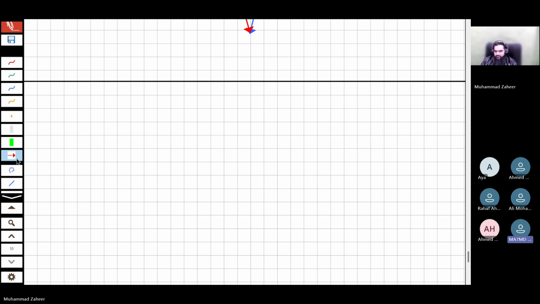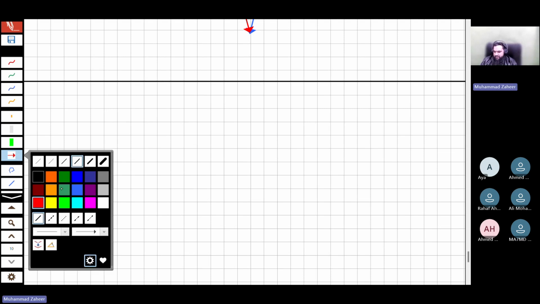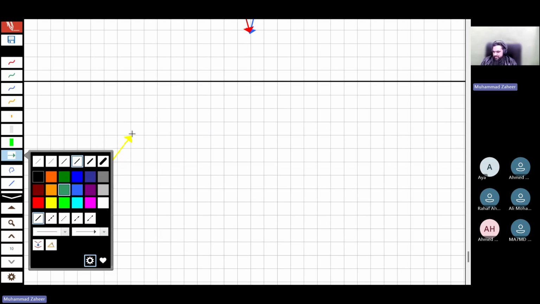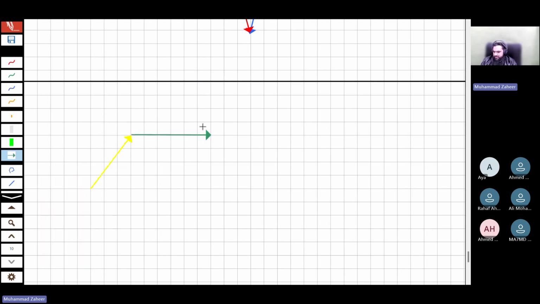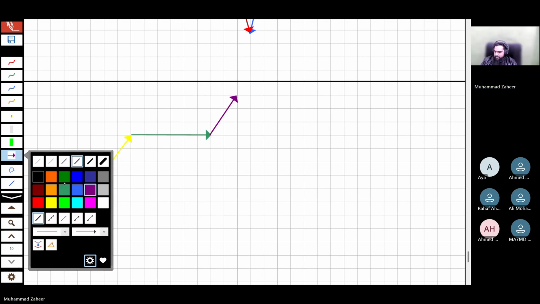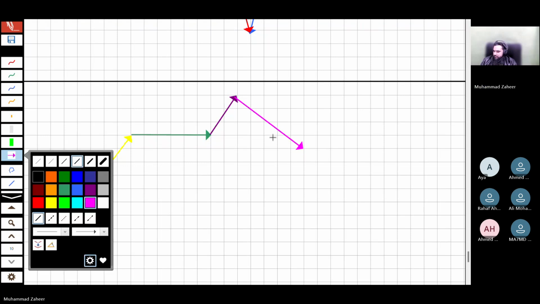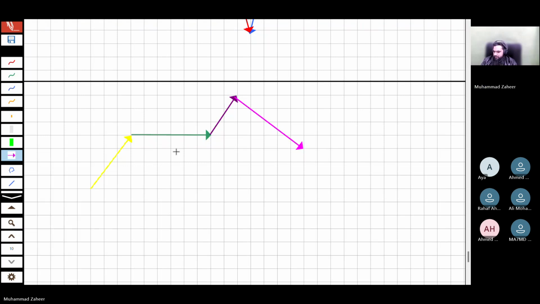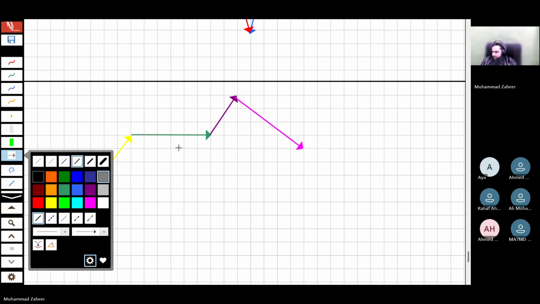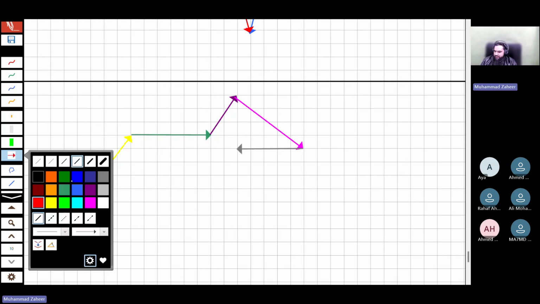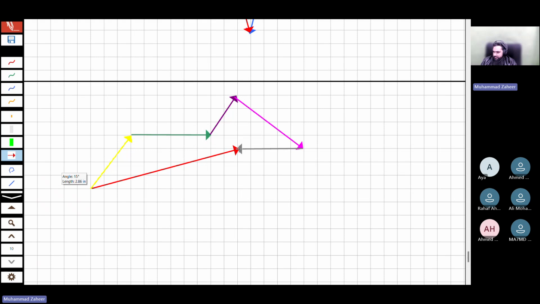For example, if you are adding a few vectors, you have one vector that is this, and there is another vector you need to add. This is another vector, this is another vector, and this is another vector. So you need to find the final one. So this is the final one.